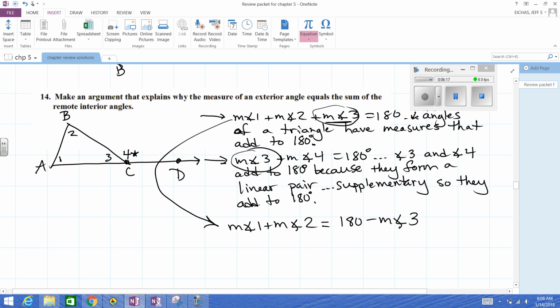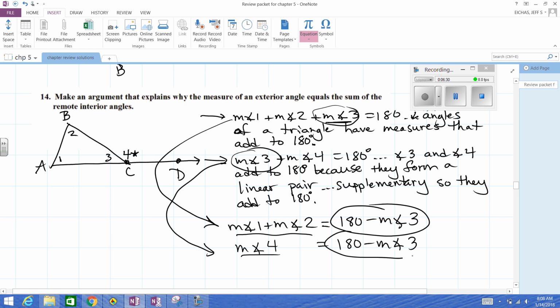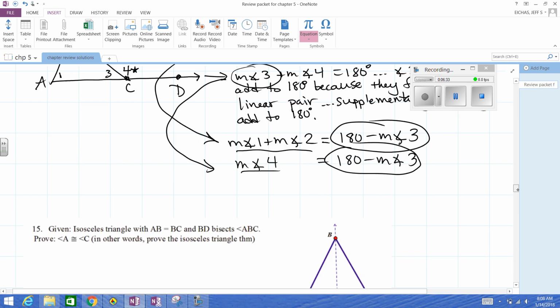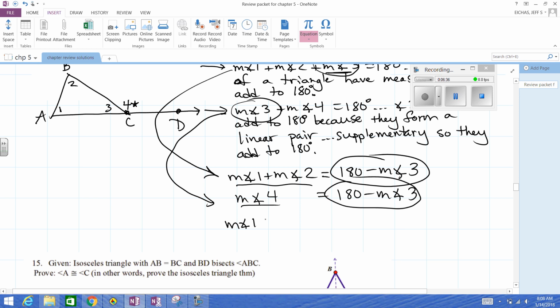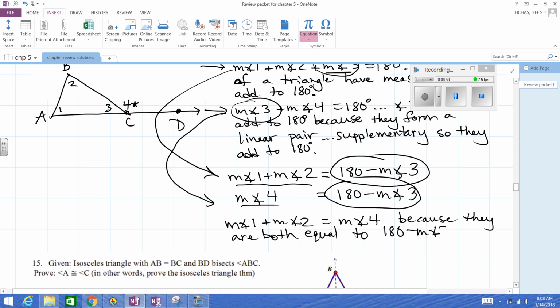Seems a little weird at first. I'm going to do the same thing over here. Take away the measure of angle 3, and look what ends up happening. We've got two quantities that are identical to the same expression. Okay? So the measure of angle 1 plus the measure of angle 2 equals the measure of angle 4, because they are both equal to 180 minus the measure of angle 3. A little strange, but that's how this proof works.